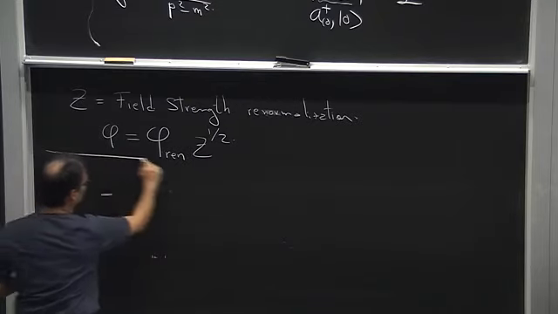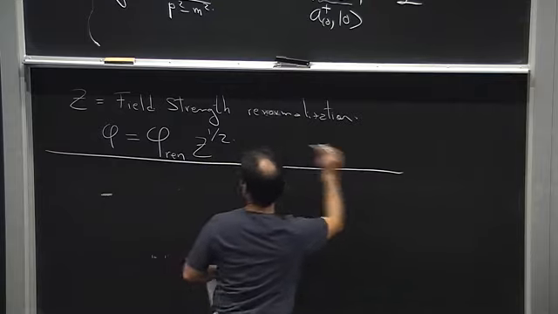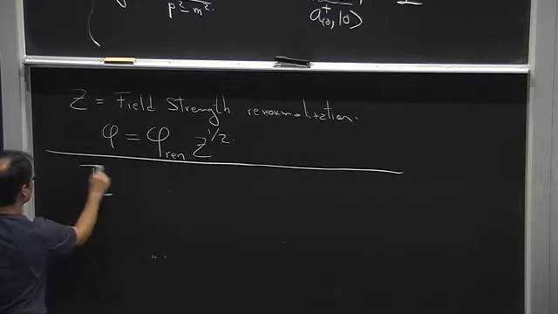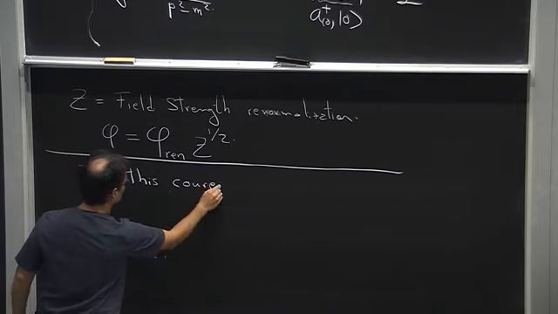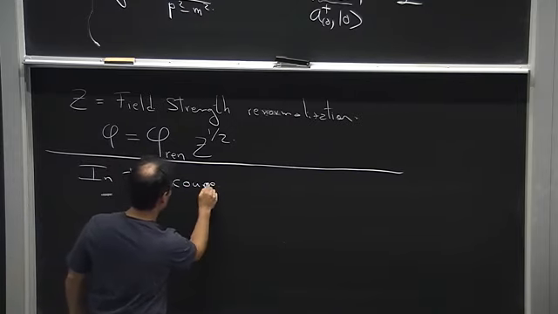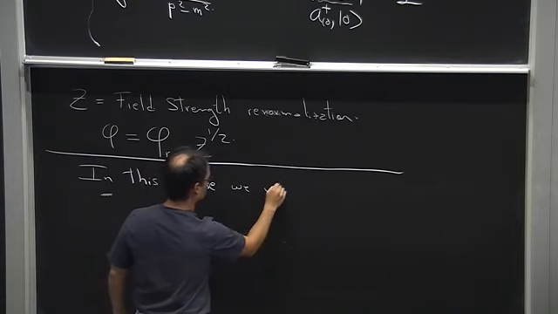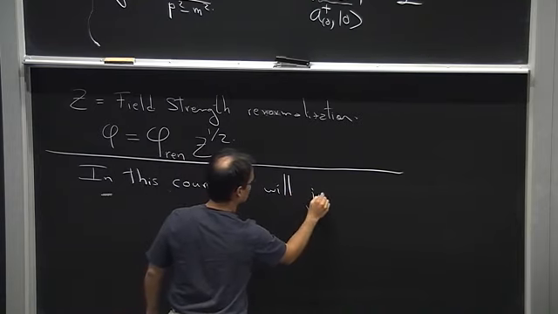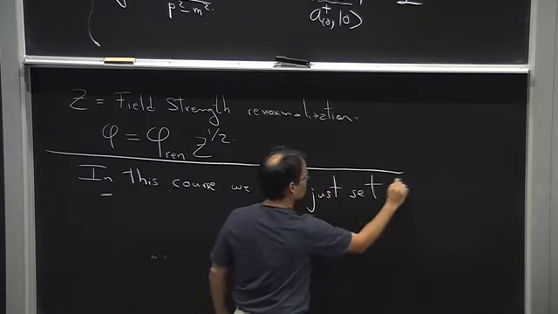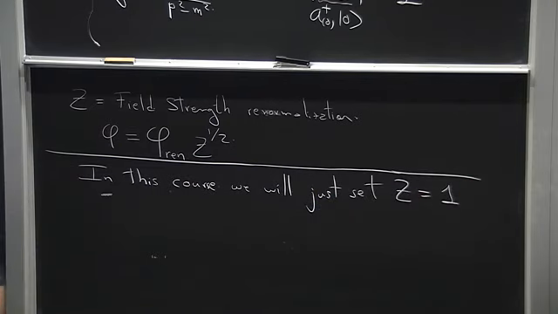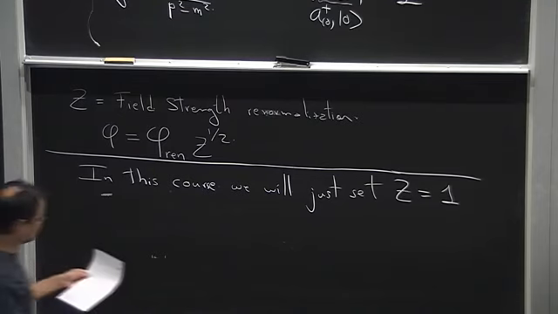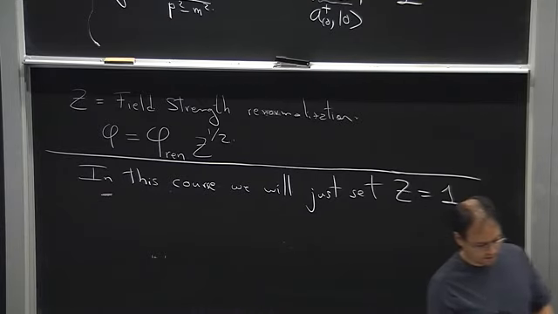This is just for you to see this. So in this course, or for the remaining part of the course, we will just set Z to be 1, and we will forget about it. All right. Very good. That's what we did yesterday.